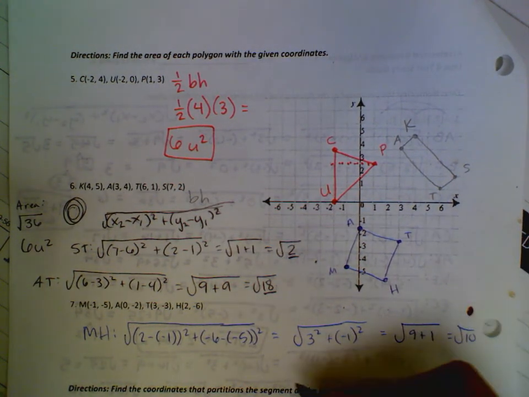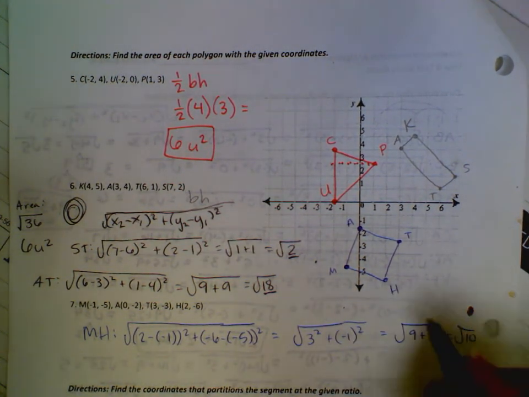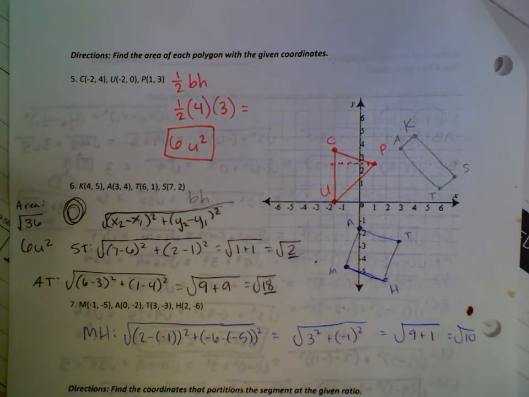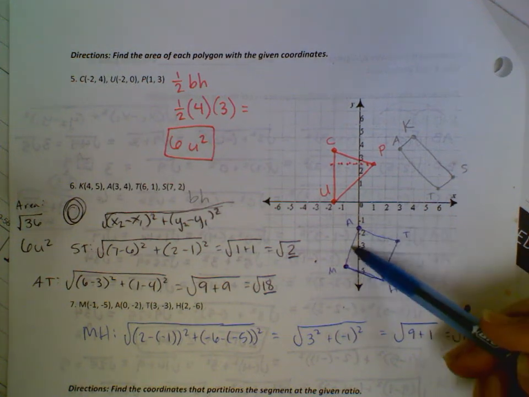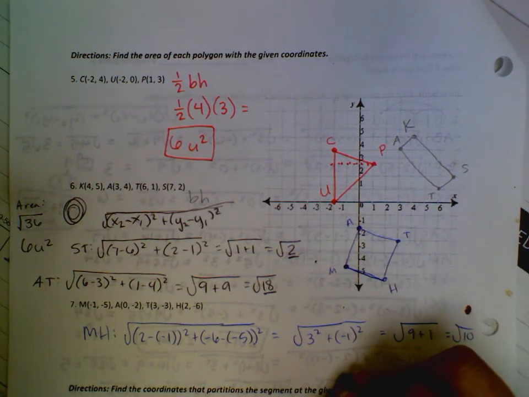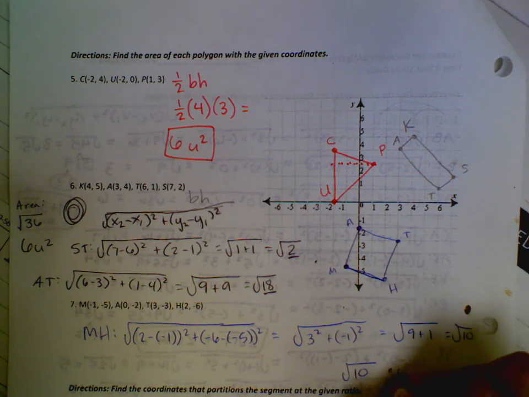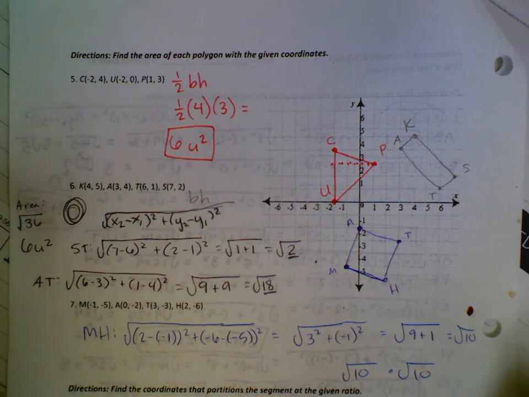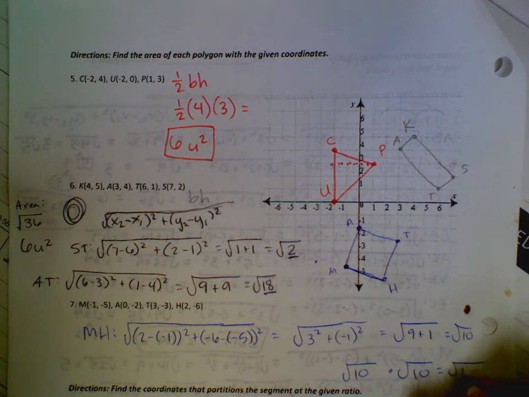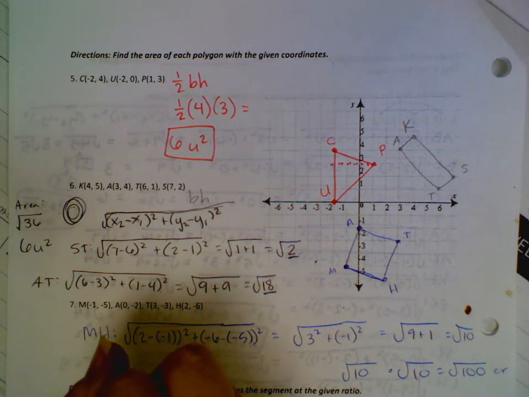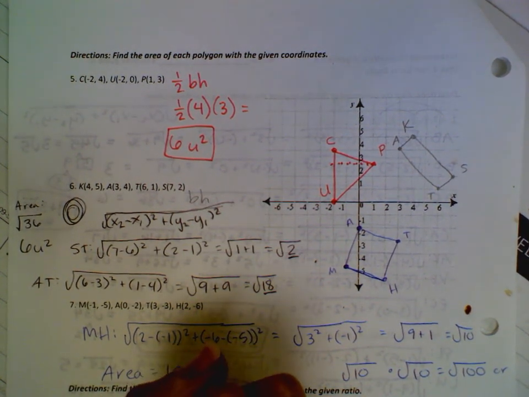So that gives me one side length. You're not done. That just tells you the length of side MH. That will be the same as side MA. So if I multiply the square root of 10 times the square root of 10, because it will be base times height, and I know both of them are the square root of 10, I'll get the square root of 100, or the area is equal to 10 square units.